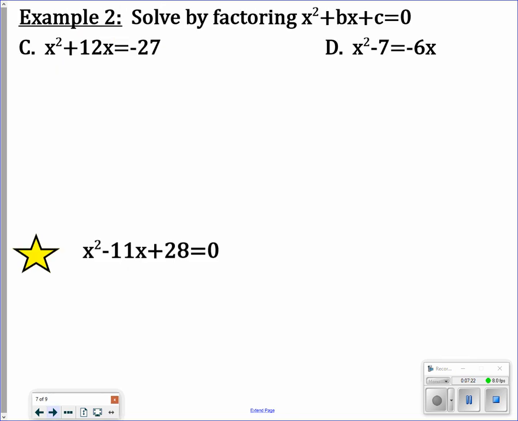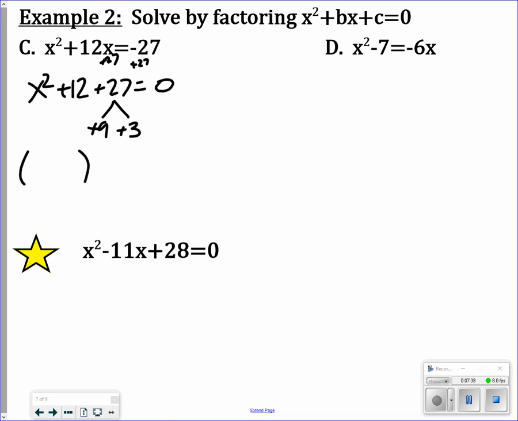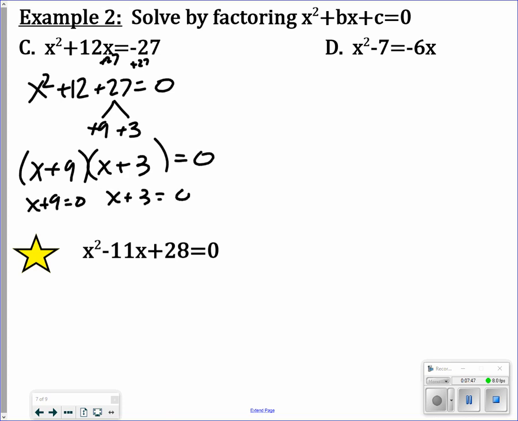It doesn't equal 0 to start with. So now I've got to do a little bit of prep work. I need to add 27 to both sides so that it equals 0. I see it's a trinomial with no number in front, so I need factors of 27 that'll add up to 12. I then will write those as factors, and then I will set the factors equal to 0 in order to solve.